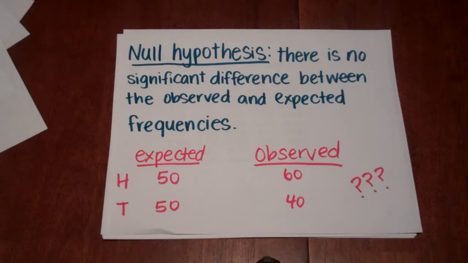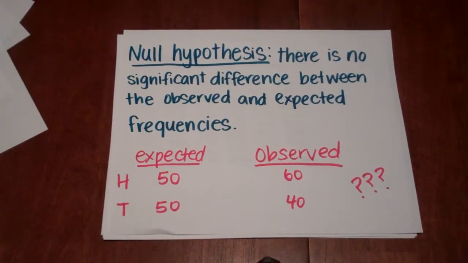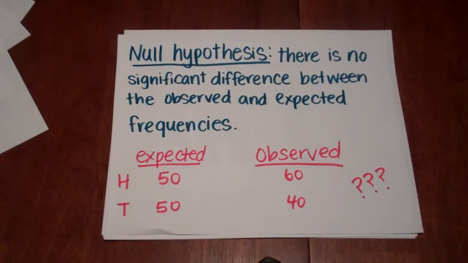With the chi-square test, we can look at measurable data and determine if there is a statistical difference between the observed and the expected values. The best way to get good at the chi-square test is to do some problems.